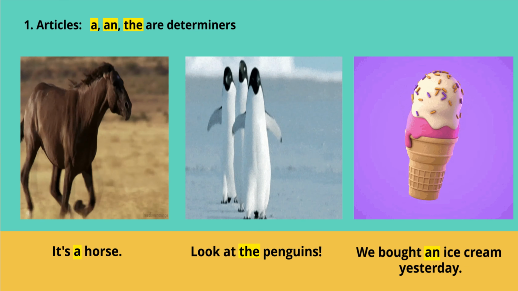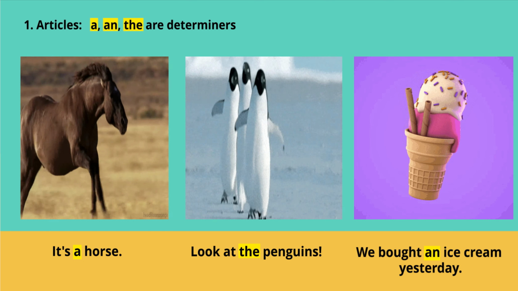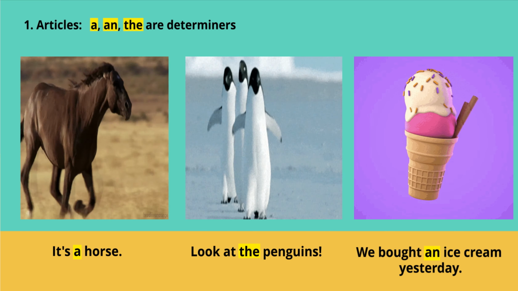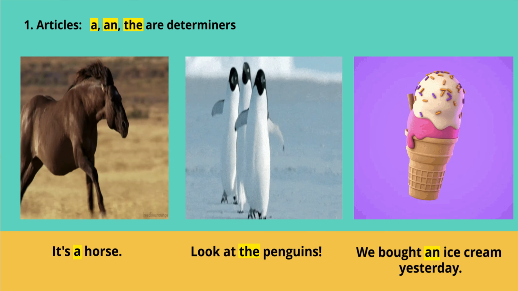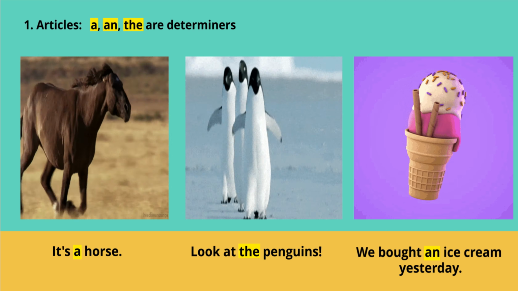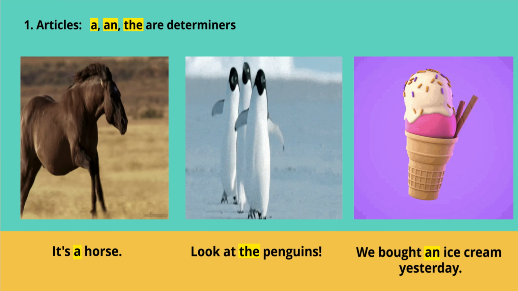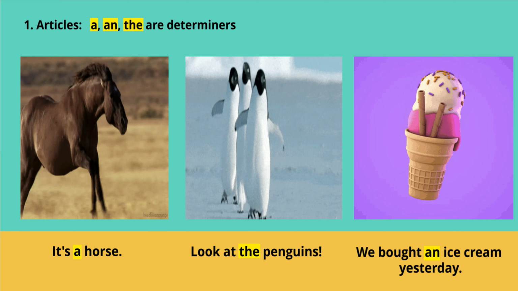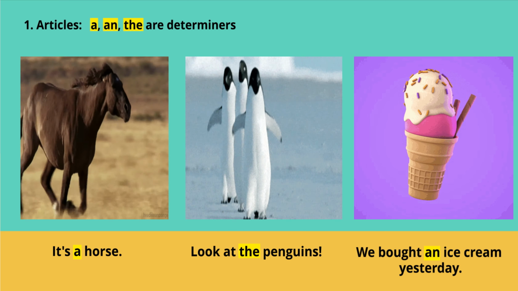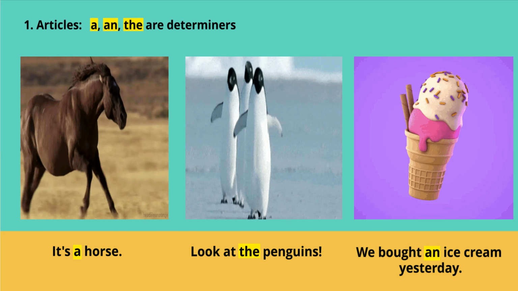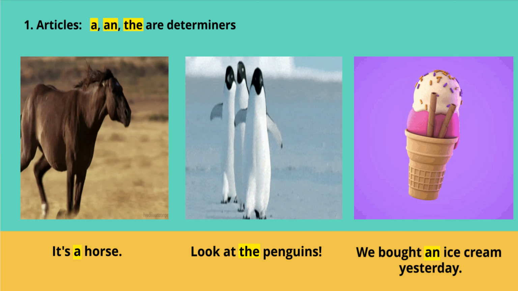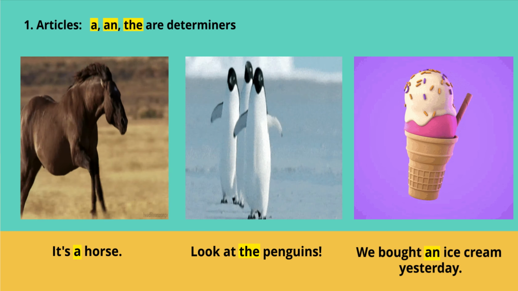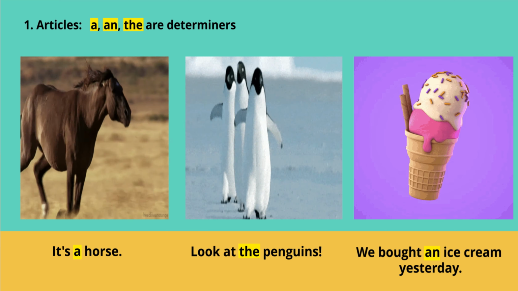Articles. In the last video, we have talked about articles, right? A, an, and the are article determiners. What do you see in the first visual? You see a horse running. It is a horse. So A here is the article determiner. In the second visual, what do you see? You see a few penguins walking, right? Look at the penguins. The will be the article determiner in this sentence.